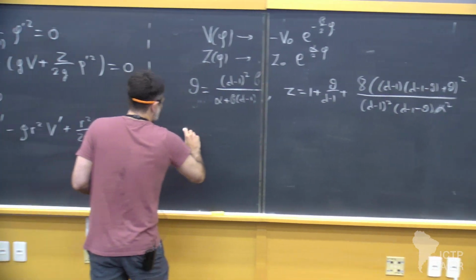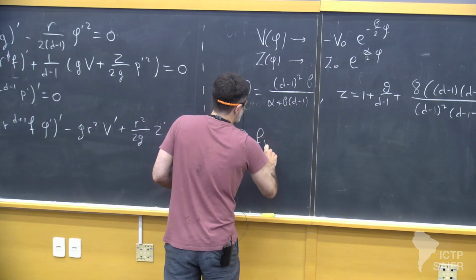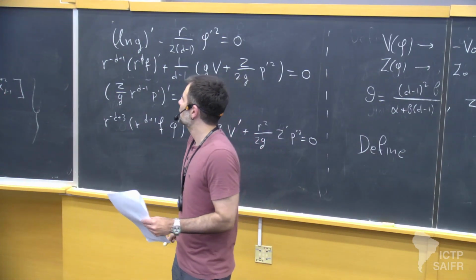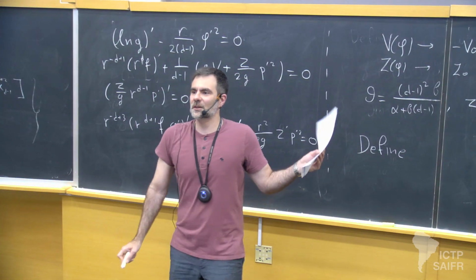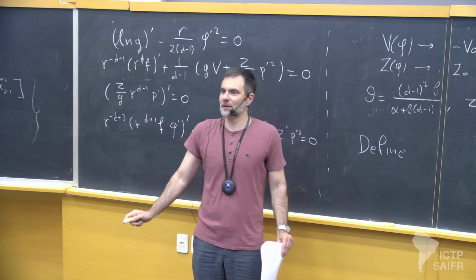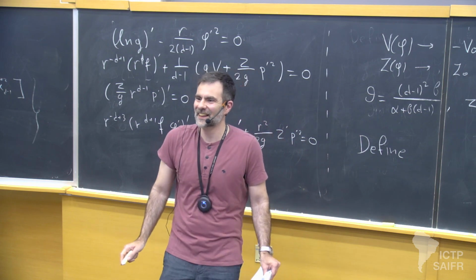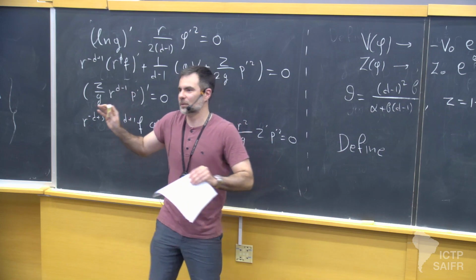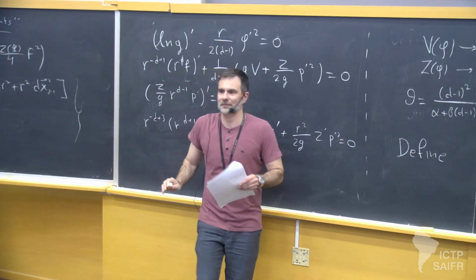Now, I want to define a new radial coordinate. Sorry? Yes. Is this z the same as the z multiplying the f? No, that's little z. Thanks for asking. Yes, that's little z. That's more like the dynamical exponent. This is just a function. Okay, I see. Thank you.